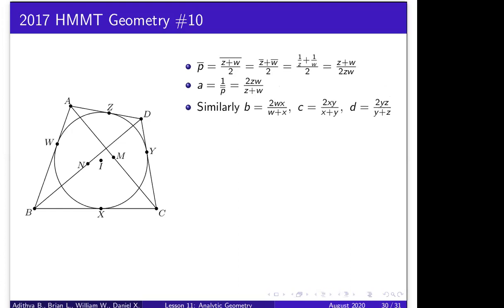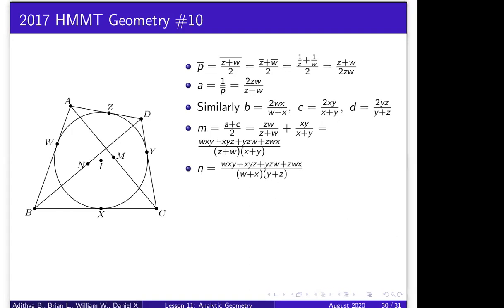So we can try to compute the other relevant points. M is the midpoint of AC, which means it's the average of A and C. And once we plug that in, we expand it. And N should be the average of B and D. We do that too.